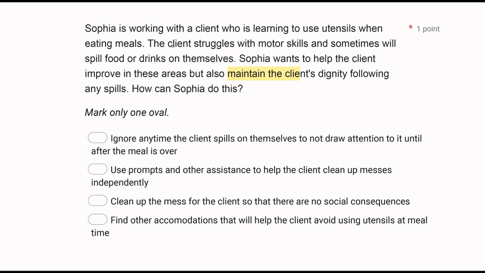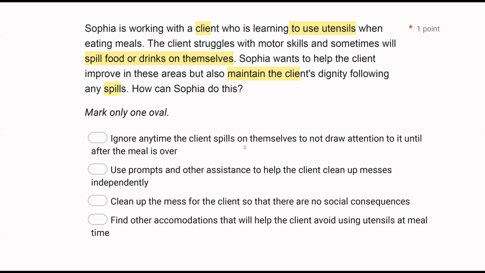In this case, Sophia has a client who needs to learn to use utensils when eating meals. That's a very socially valid behavior because as you get older, everybody uses utensils. It's going to be meaningful socially for this client to be able to use utensils. The client also spills food or drink on themselves. Again, it's going to be very meaningful for the client to not spill food or drink on themselves when eating and drinking with others. So if Sophia wants to help the client improve while also maintaining the client's dignity following spills, how can Sophia do this? And remember, you want to think about being socially valid. What's going to be meaningful in that client's life?